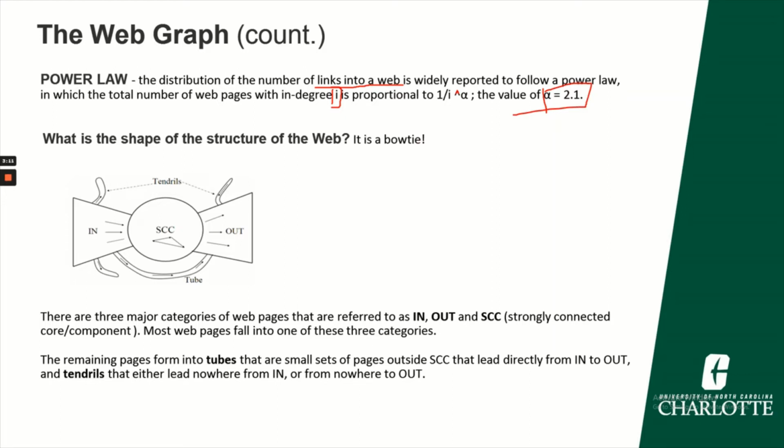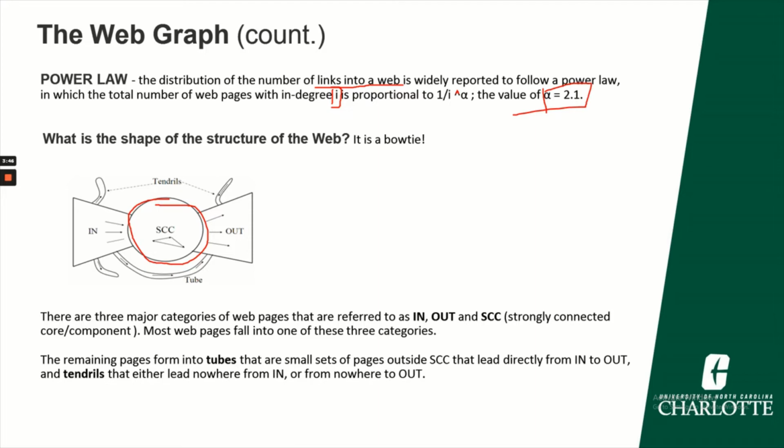What is the shape of the structure of the web? This one is interesting. It has the shape of a bow tie. The structure of the web, with the in component, the out component, and the strongly connected component in between, actually creates a bow tie. There are 3 major categories of web pages: the in pages, the out pages, and the ones in the strongly connected component. Most web pages fall into one of those 3 categories.